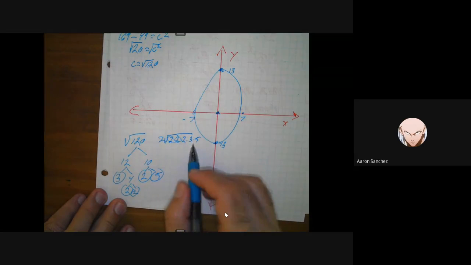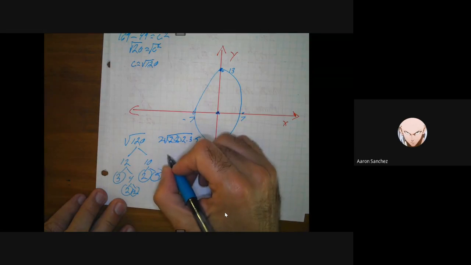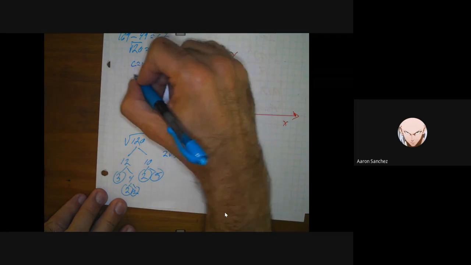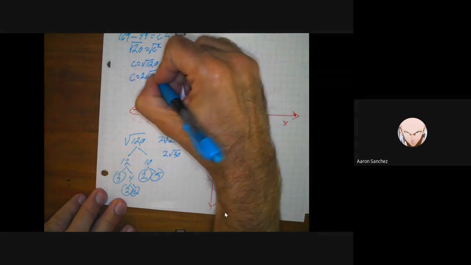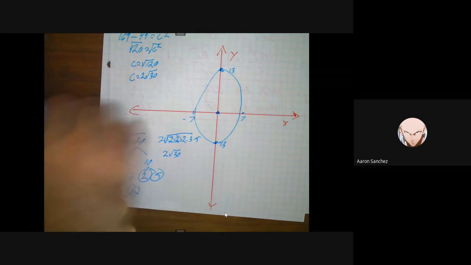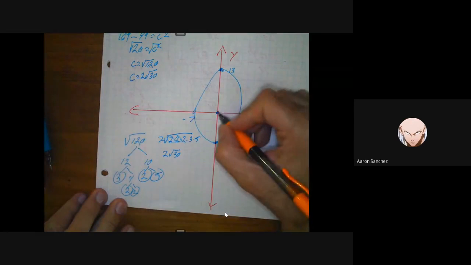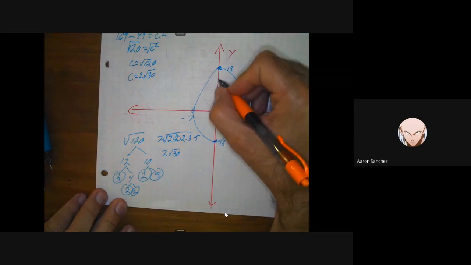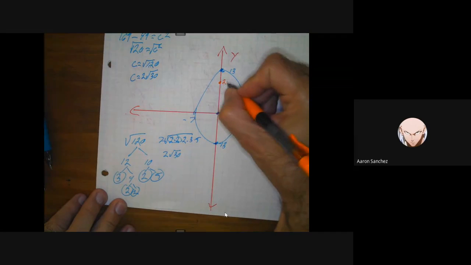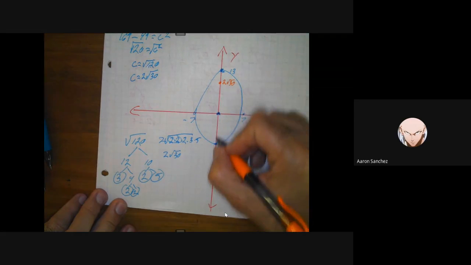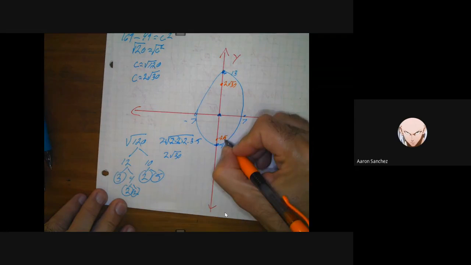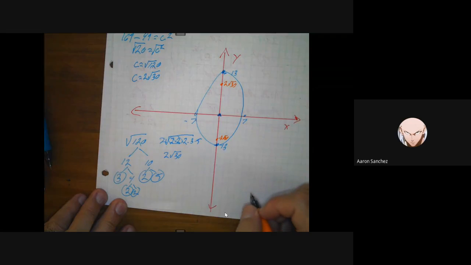2 times 2 times 3 times 5 is 30, so it's 2 root 30. That is my foci. So what that means is my foci is somewhere up here. You want to know where it's at? It's 2 root 30 from the center, and it's down 2 root 30 from the center. Sorry, it's kind of sloppy there, but I go down -2 root 30.